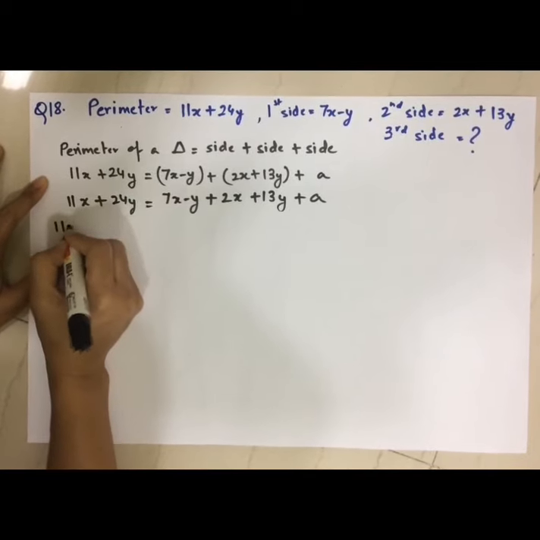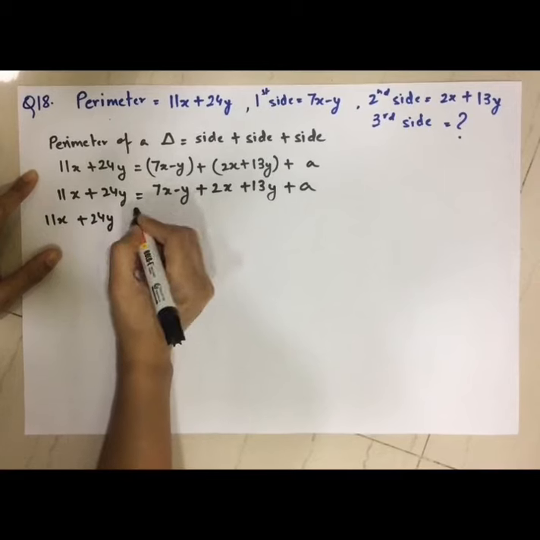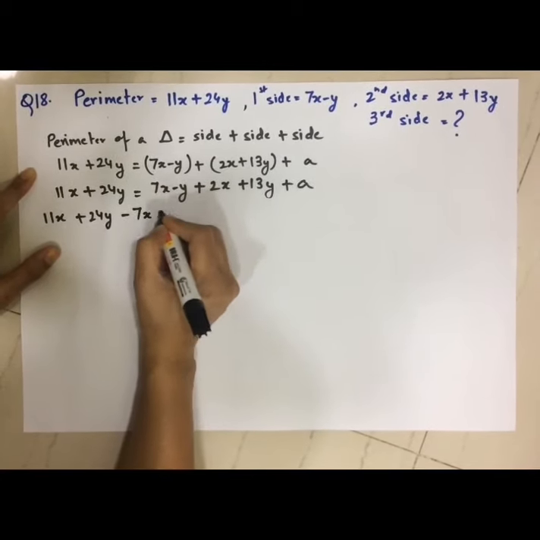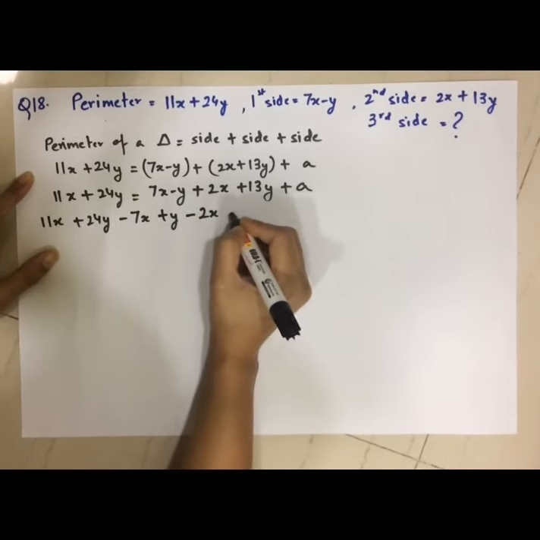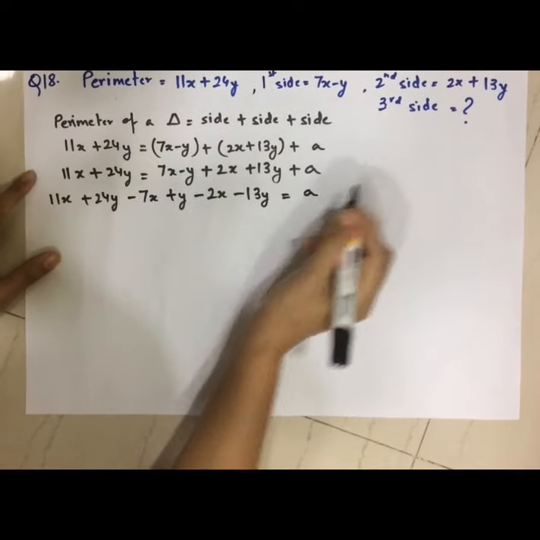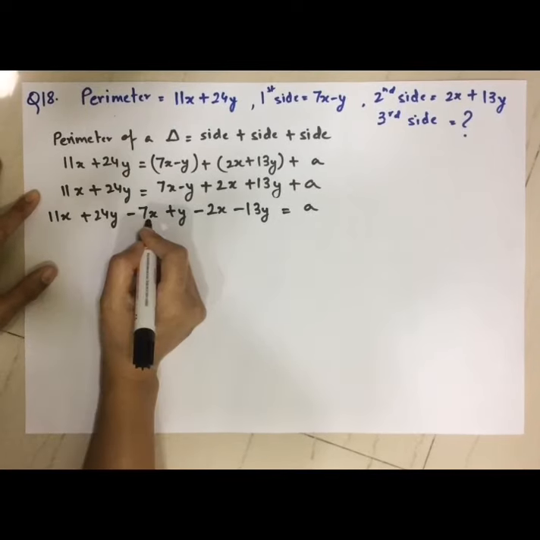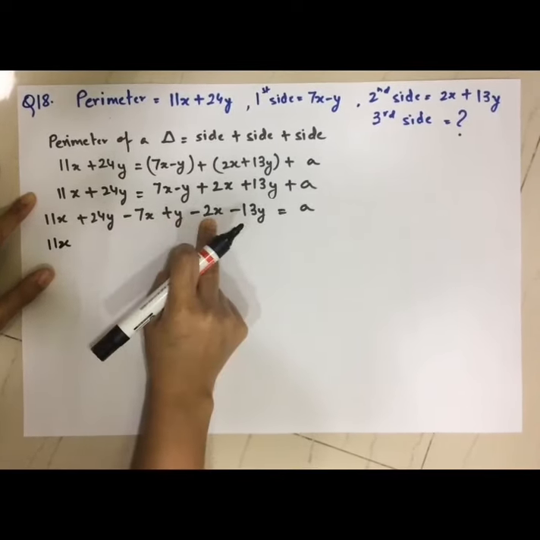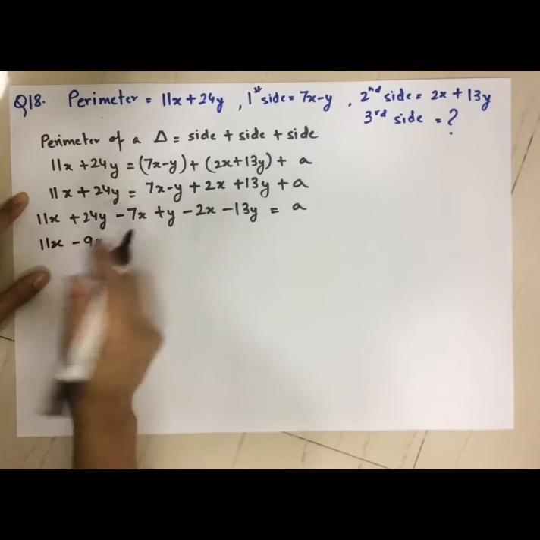Now we're going to take the x and y variable terms to the left hand side. So it's 11x plus 24y. Now we're going to take this side, so the sign changes. It's minus 7x, minus y becomes plus y, plus 2x becomes minus 2x, plus 13y becomes minus 13y, and the a remains on the RHS, right hand side. So 11x and minus 7x and minus 2x. So 11x minus 7x minus 2x is minus 9x. We add 7 and 2 and we put the negative sign.